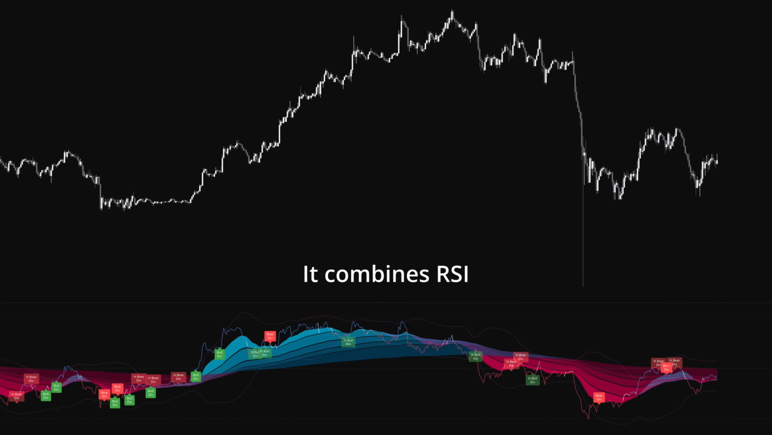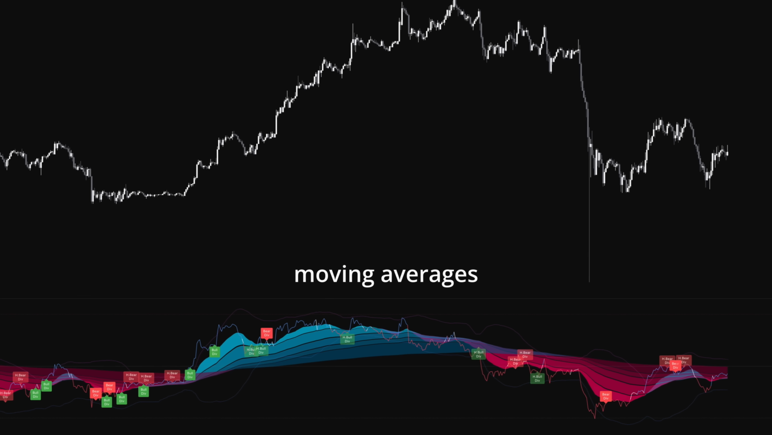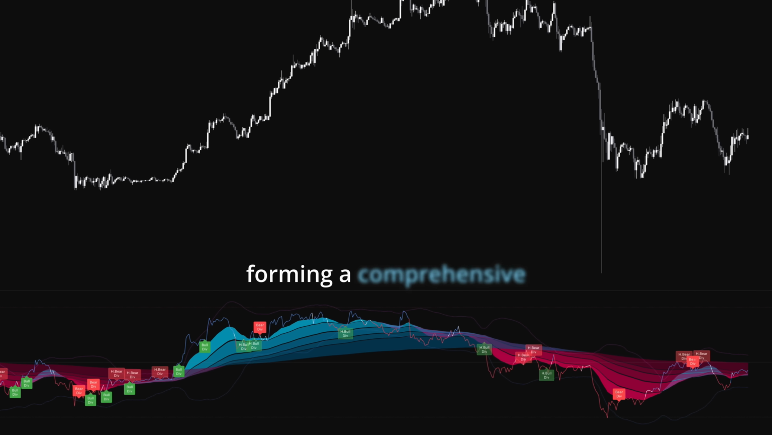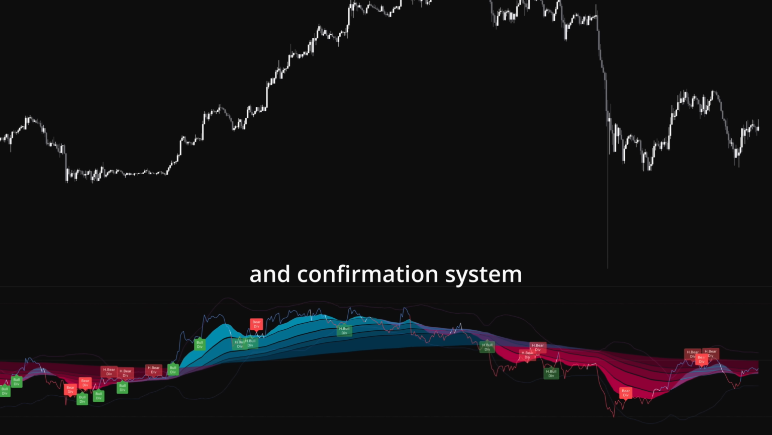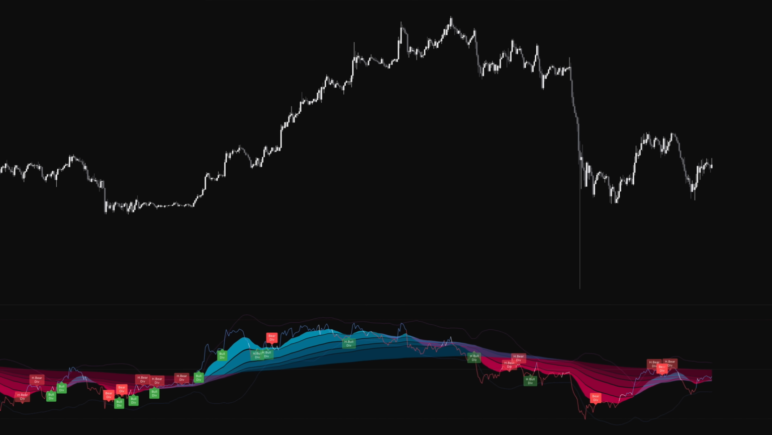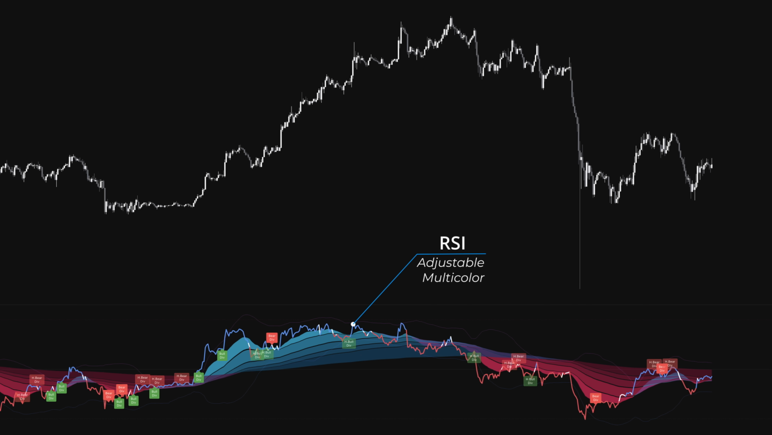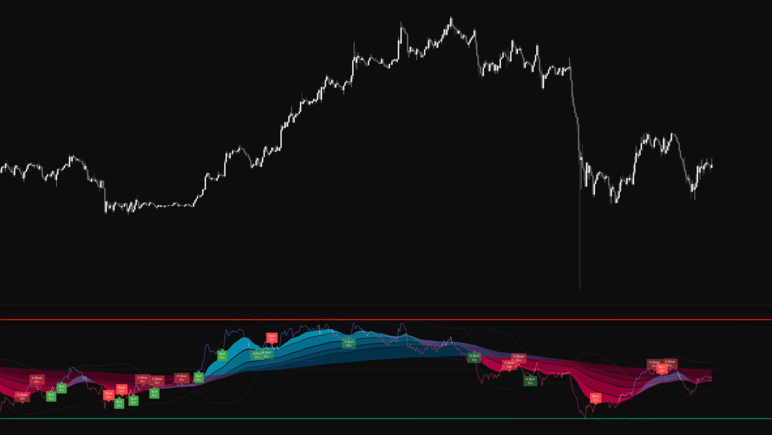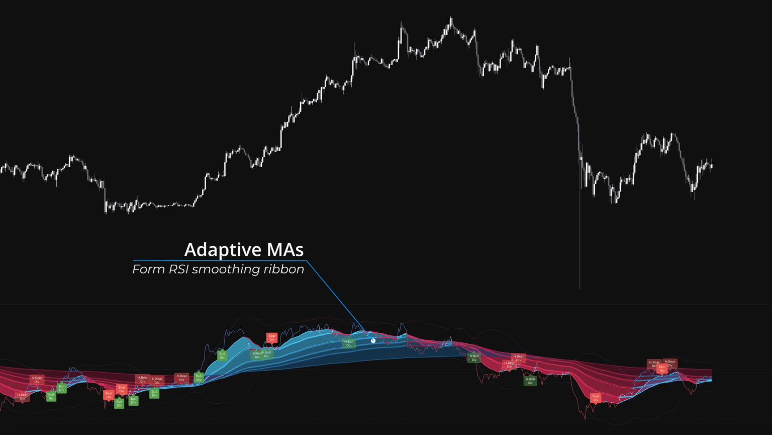It combines RSI logic with multi-layered moving averages, Bollinger Bands, and divergence detection, forming a comprehensive momentum and confirmation system. The indicator's foundation remains the RSI, but its functionality goes beyond simple overbought or oversold readings. It smooths the RSI line with adaptive moving averages, allowing traders to spot trend phases and exhaustion zones more clearly.